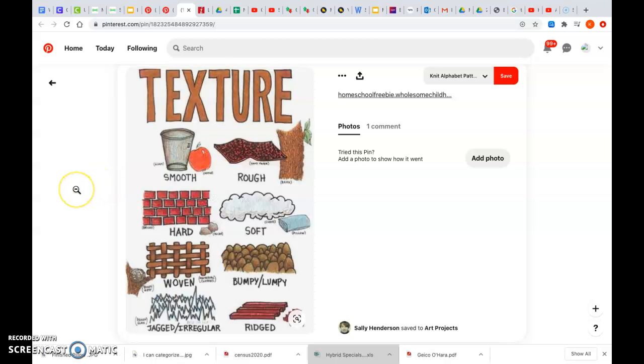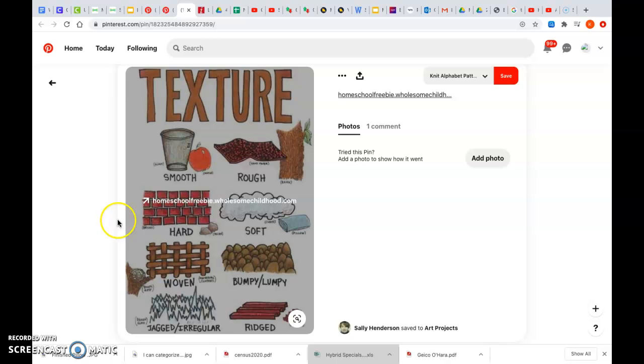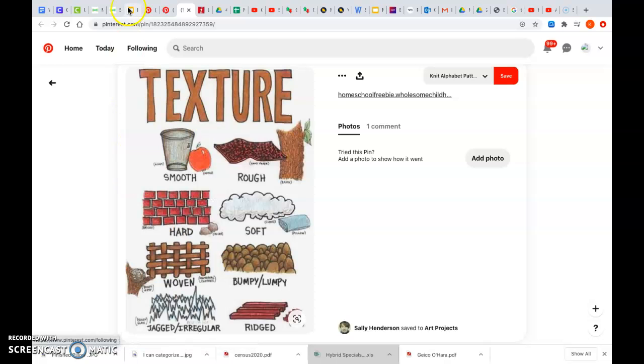The last one is texture. So we learned a lot about texture in that kindergarten field trip to the Nelson, right? Where we had all those different textures we could put on our collage. So you can see these are all different kinds of texture. So we're also going to look for art where the most important part about it is texture, okay?